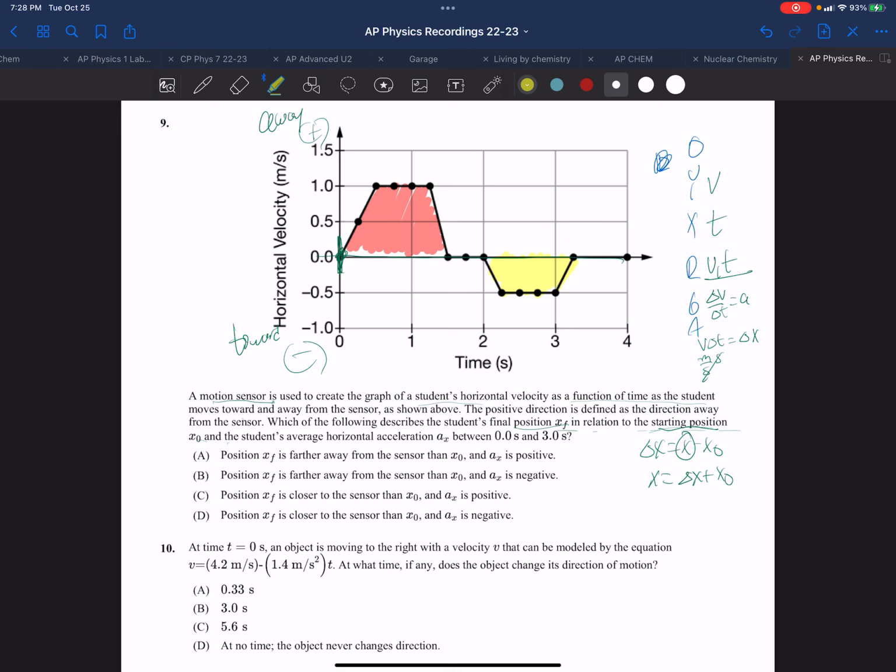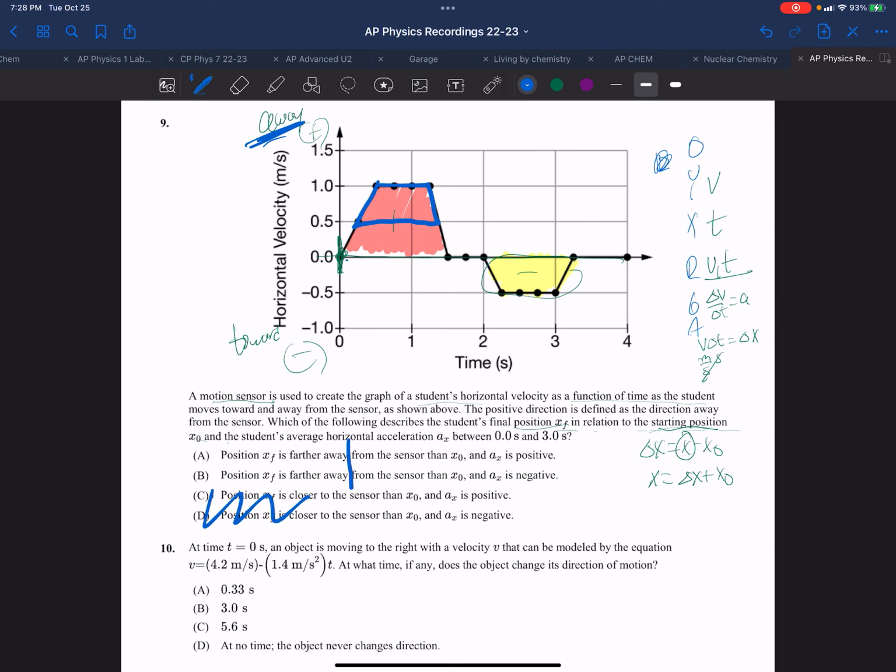Now we can clearly see that the negative area is less than the positive area. So overall, in fact, if we take this block, it looks like it's approximately about equal to that. So you can see there's clearly a lot more red area. There's a lot more positive area. So xf is farther to the right, to the positive, and it's farther away from the sensor. Away from the sensor is positive. xf is farther away. True.